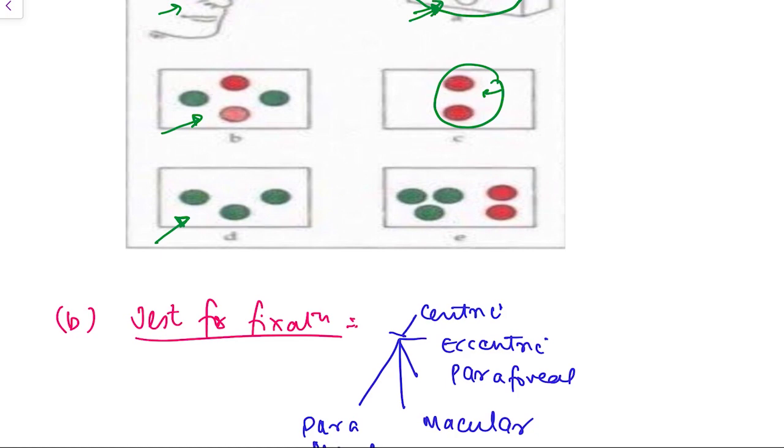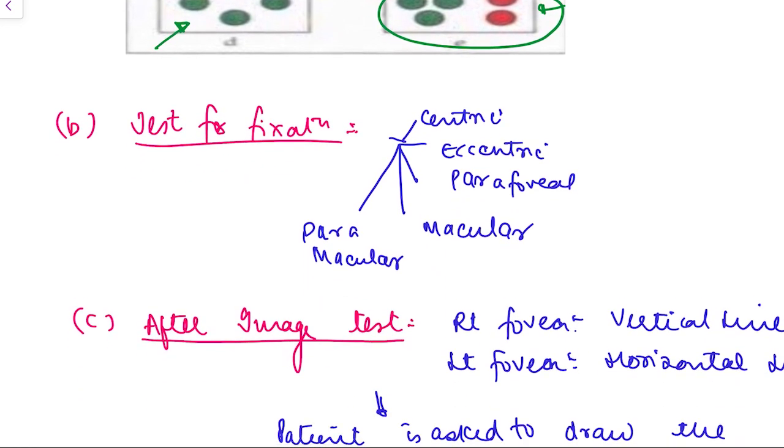And if there is diplopia, the patient will see 5 images like this. And if there is alternating suppression, the patient will see 3 green lights or 2 red lights alternately, like sometimes this light or sometimes this light, in case of alternating suppression.